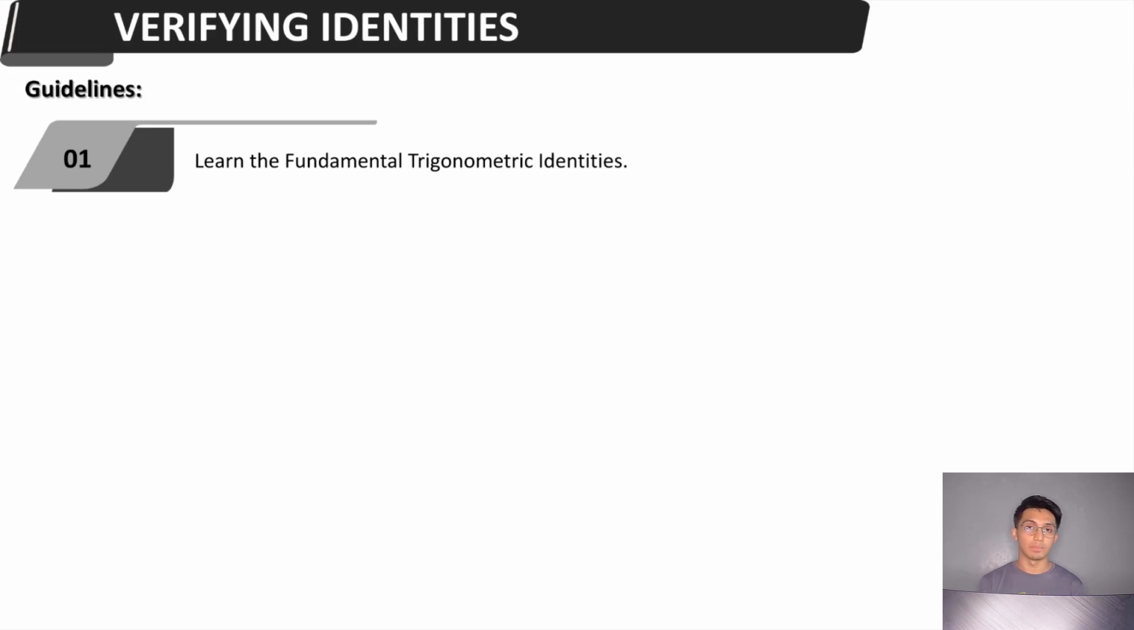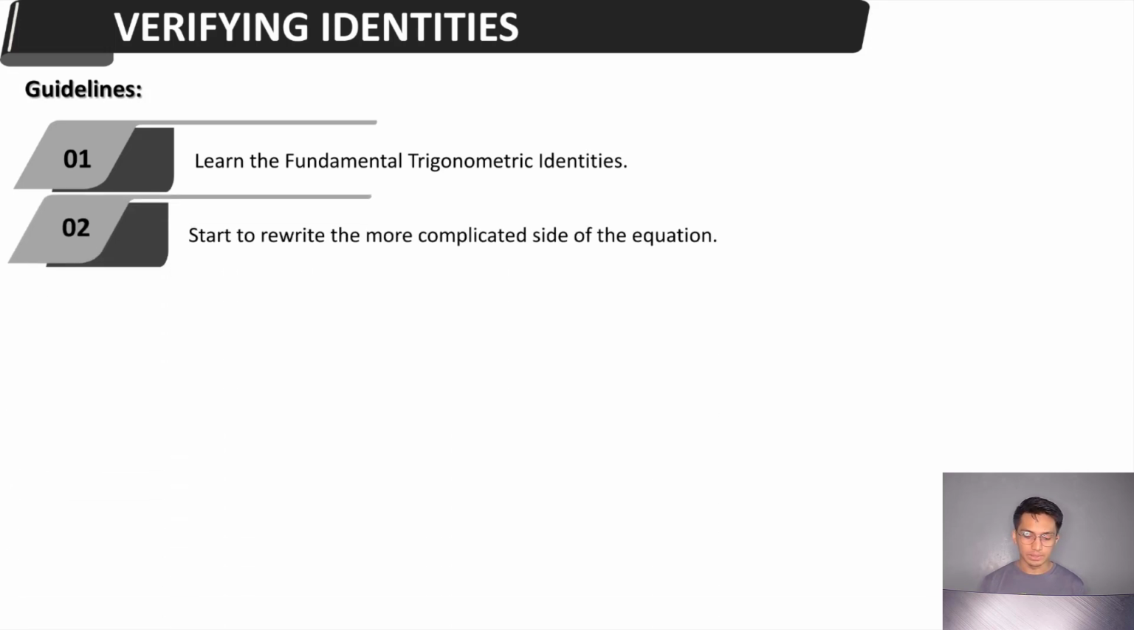Siya lang din yun kapag nakita natin ang identity na iba yung ayos. For example, naging sine squared theta is equal to 1 minus cosine squared theta yung kanyang ayos, dapat alam na agad natin na Pythagorean identity yun. Mahalaga, nakabisado natin yung fundamental trigonometric identities natin. Number 2, start to rewrite the more complicated side of the equation. Every time makita tayo ng equation, when we are asked to prove or verify identities, umpisahan natin dun sa mas complicated and then ihalintulad natin siya dun sa simpler side of the equation.